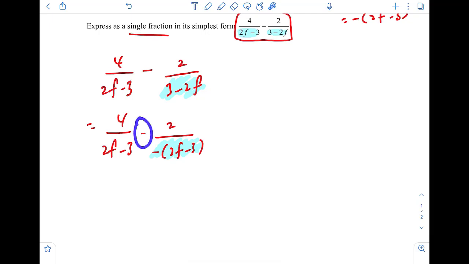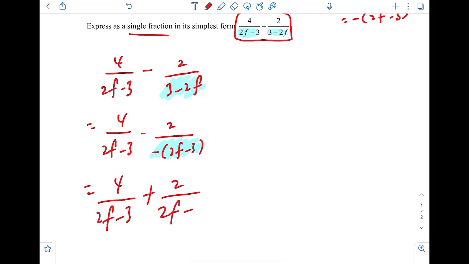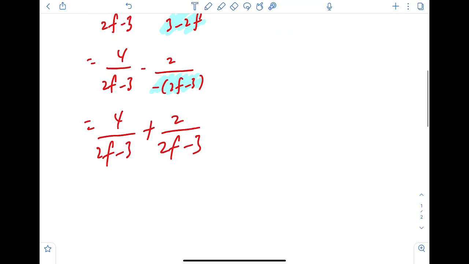And negative combines to give you a plus. So 4 over 2f minus 3 plus 2 over 2f minus 3. And now denominators are exactly the same. We add the numerators. So 4 plus 2 is 6 over 2f minus 3.